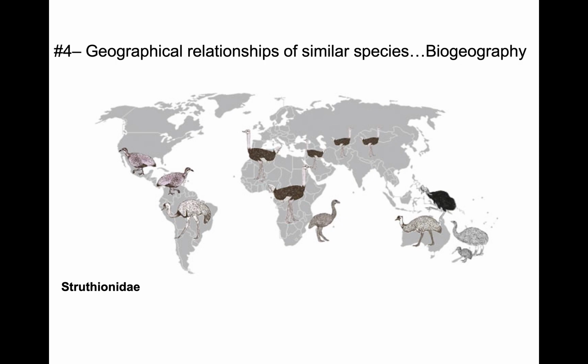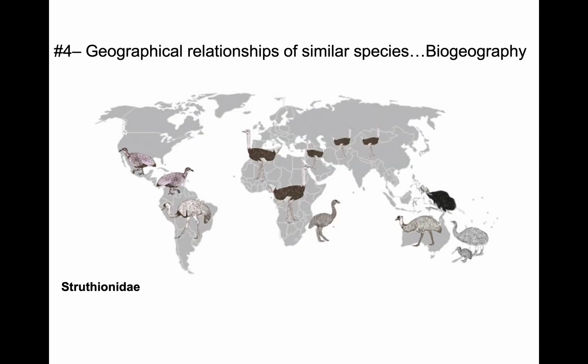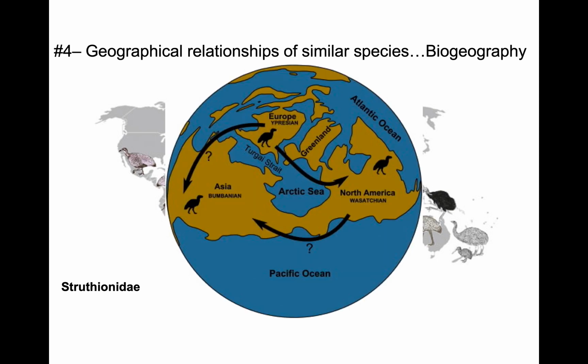And the question is, well, how did this happen? Why are they all around the world when there's no ability for these birds who are flightless to cross oceans? And that has to do with the way the world used to be connected. And once you look at the way the world used to be connected and the current distribution of these large flightless bird species, it actually makes a lot of sense why they're there and how they're there. I'll let you kind of soak that up for a minute.